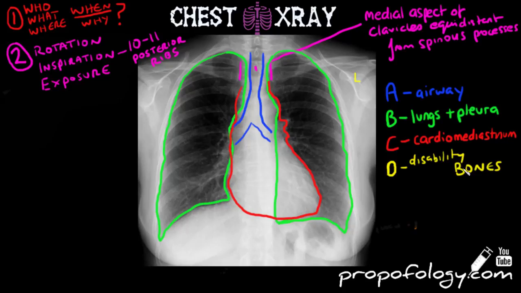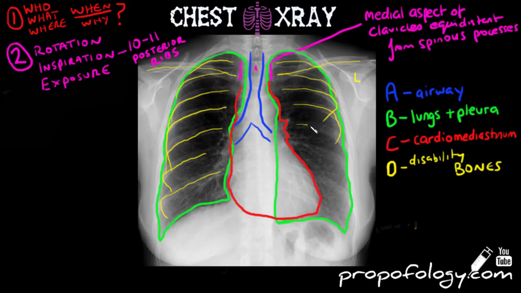Staying true to our A, B, C, D mnemonic, we're going to look at disability next, which incorporates bones. You're going to try to trace the bones of the clavicles. You're going to look at the spinous processes that you can see in the midline. And then we're going to work on the ribs. You're going to start at the top and work your way down. You're going to start at the posterior aspect of the ribs, which is shown now. And you're going to work your way forward with each of them, looking for fractures in all of these bones or any displacement. Any fracture or displacement could imply damage to underlying structures.